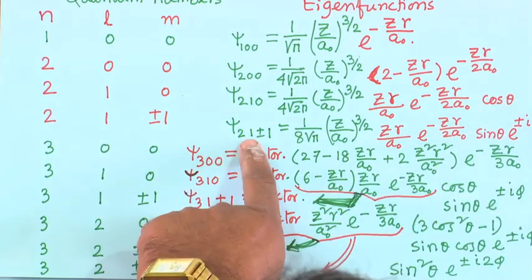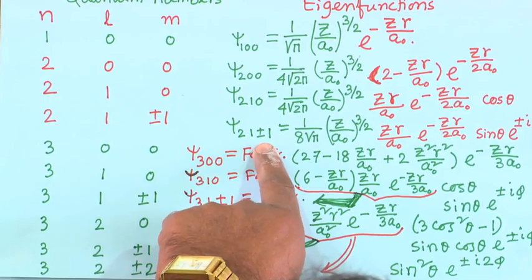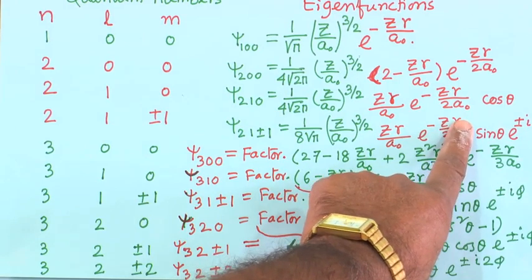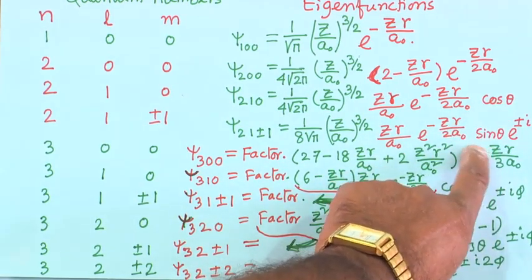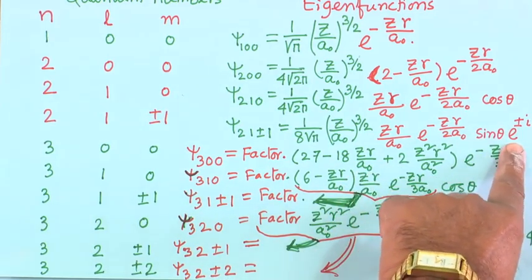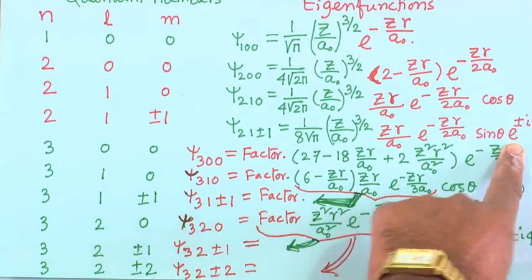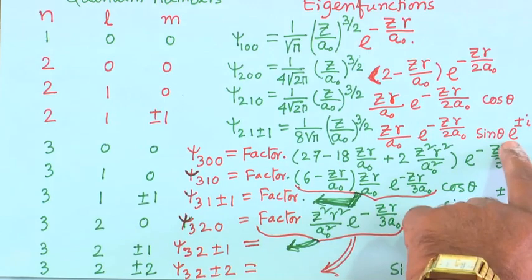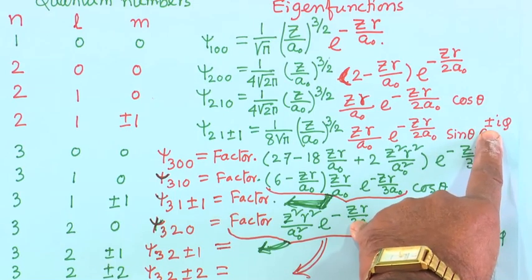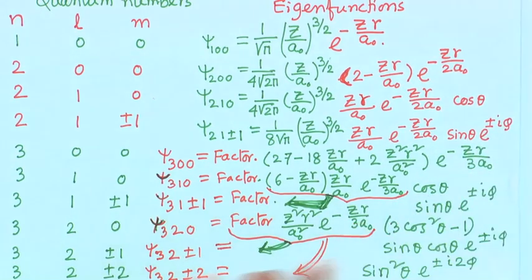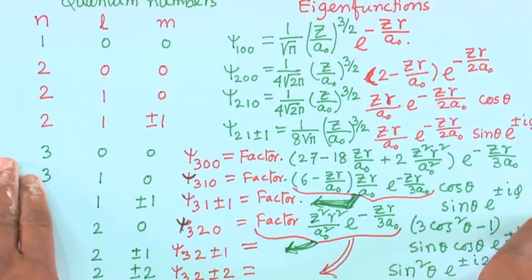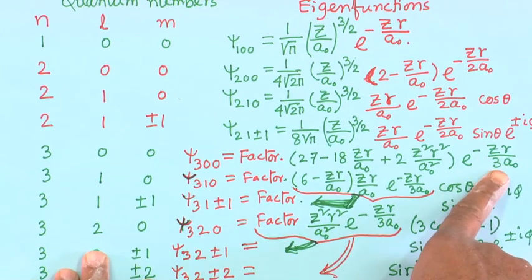Similarly, for psi 2 1 plus minus 1, here this term is r e to the power minus r, and in this case sin theta. This is the theta dependent part, and then there will be a phi part, because of e to the power i m phi. Now here m equal to plus minus 1, so that is why it is e to the power plus minus i phi. So these are a few eigen wave functions for hydrogen-like atom.